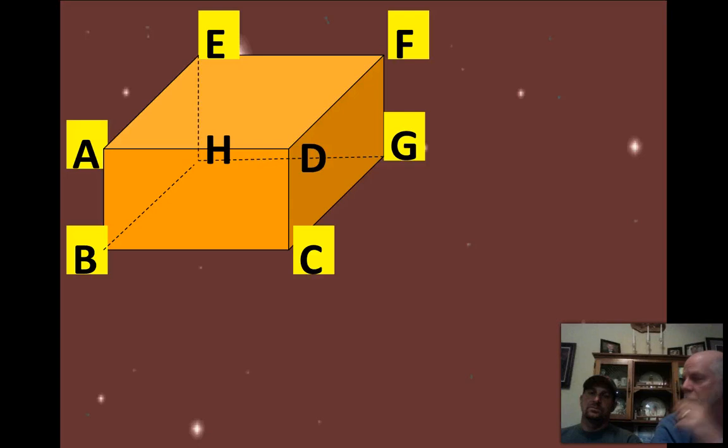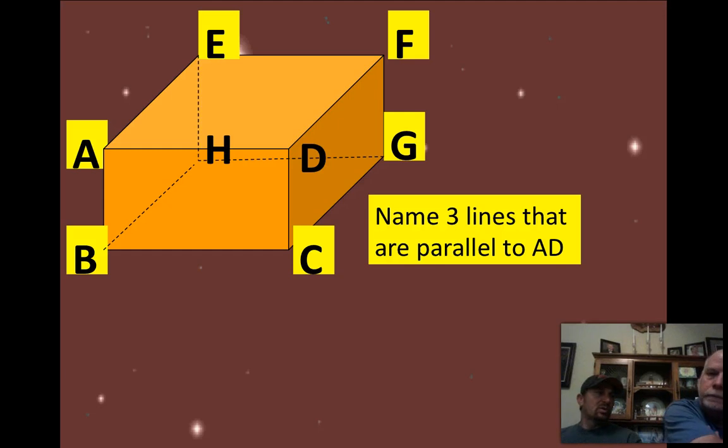Or no, I'm sorry. We're going to do this example in class. Look at this box right here, and there are two questions that are going to come up. First, we want you to be able to name three lines that run parallel to line AD. I don't know where the little symbol is, but we want three lines that are parallel to line AD. Find AD there, then find three lines that are parallel to that.